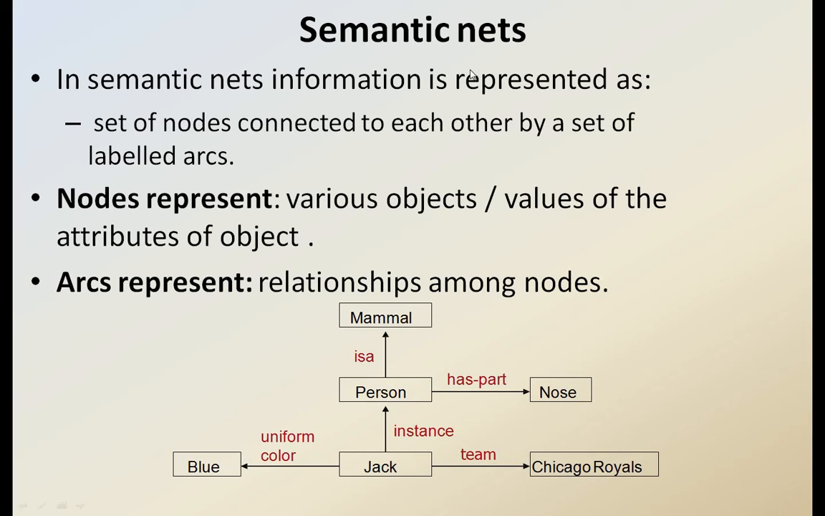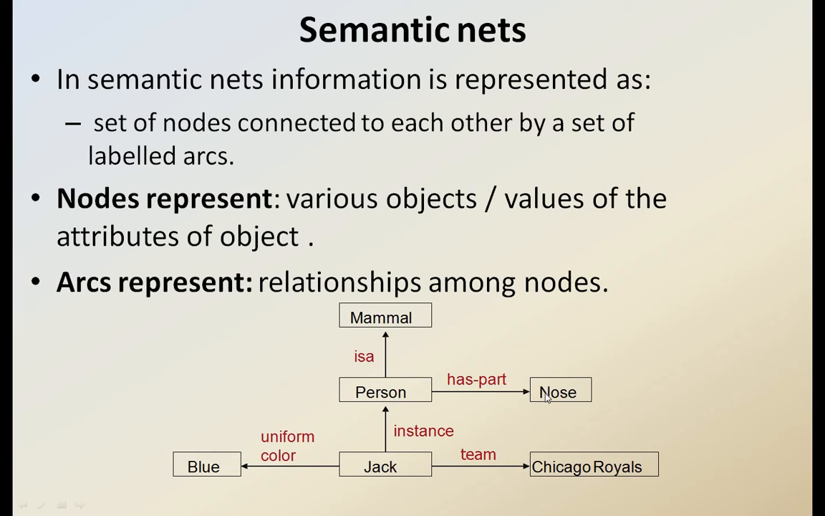In semantic nets, the information can be represented as a set of nodes connected to each other with a set of labeled arcs like this. Nodes are nothing but various objects and values of the objects. Arcs are some kind of relationships among the objects. For example, Jack is a person. He is an instance of the person, and this person is a mammal. So, is-a and instance relationships are clearly represented here.